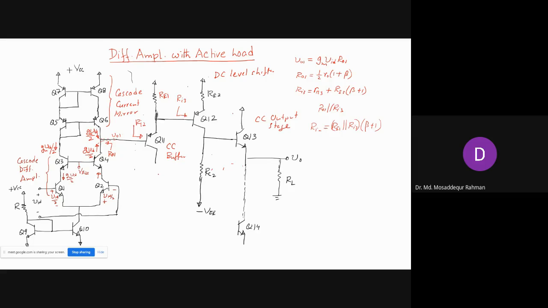So in order to maintain the high resistance, we insert this common collector configuration here, and this Ri2, and so that high gain is maintained.